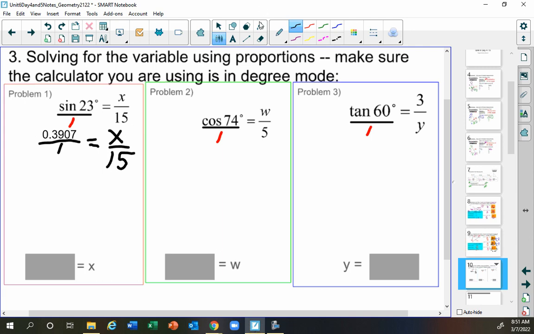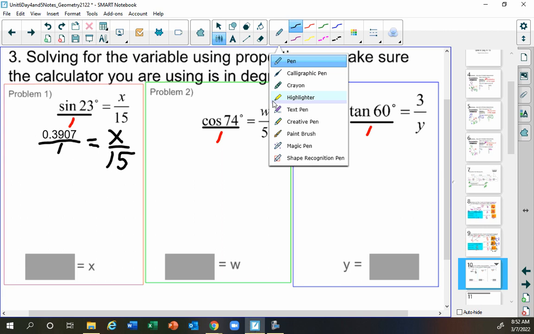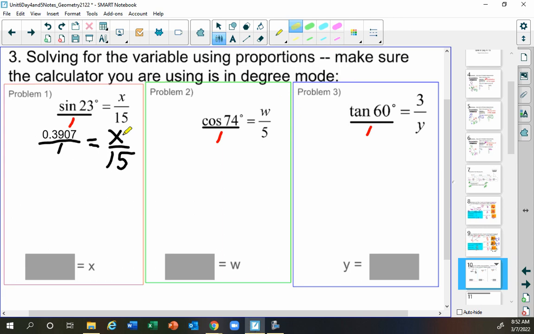So then what's going to happen? Highlighter. Do your cross multiplication. So of course, when we do x times 1, what's x times 1 or 1 times x? X. But what about 15 times 0.3907? All right, that's all you do. You're just going to multiply 15 times 0.3907.